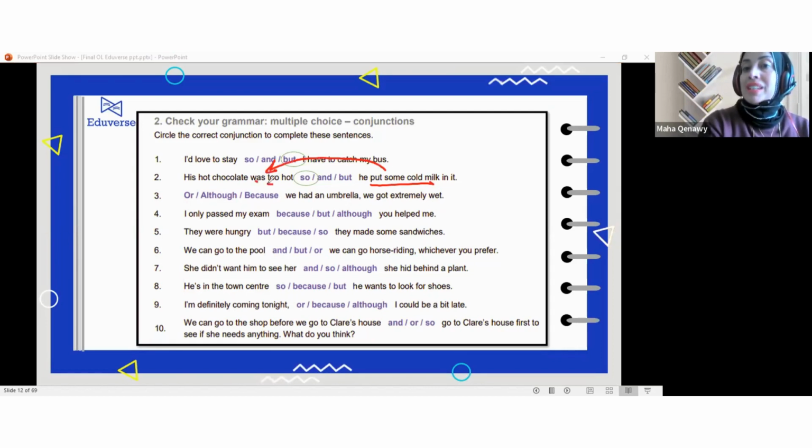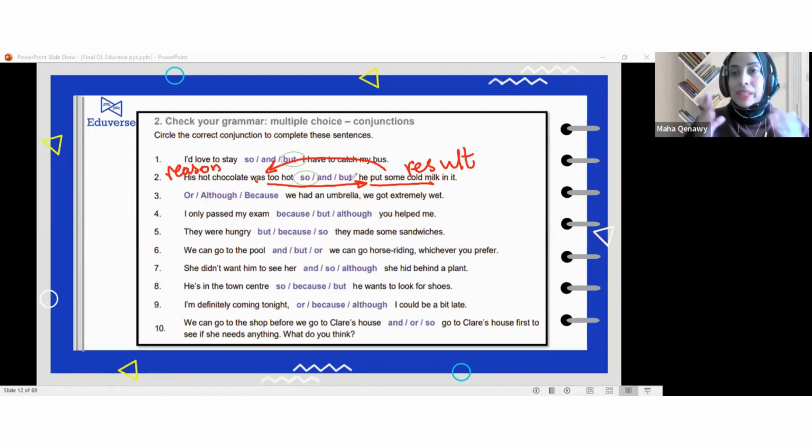The first statement is the reason for the second statement. This is a reason. Do not forget, my friends, this is the result. And this is how so works to link both sentences. We had an umbrella. We got extremely wet. Yeah, both sentences also contradict each other.